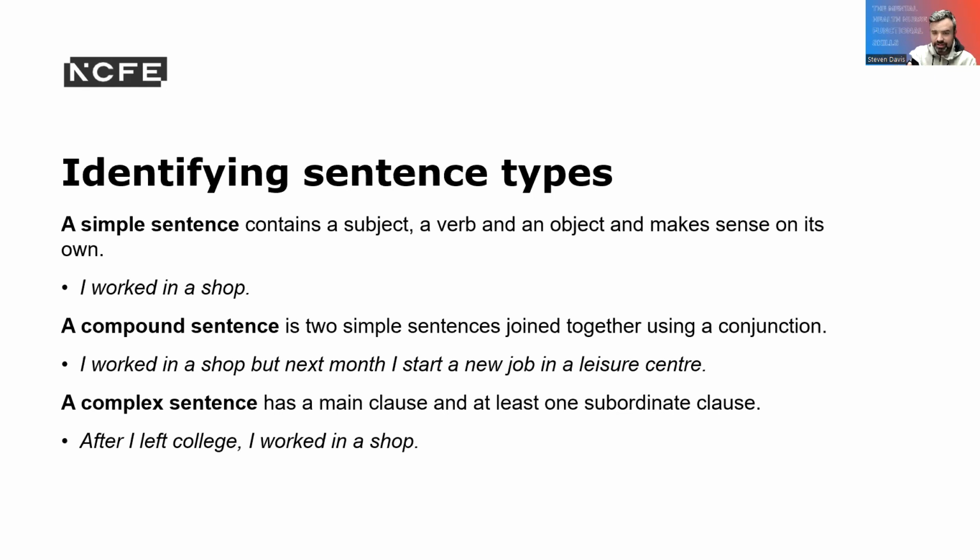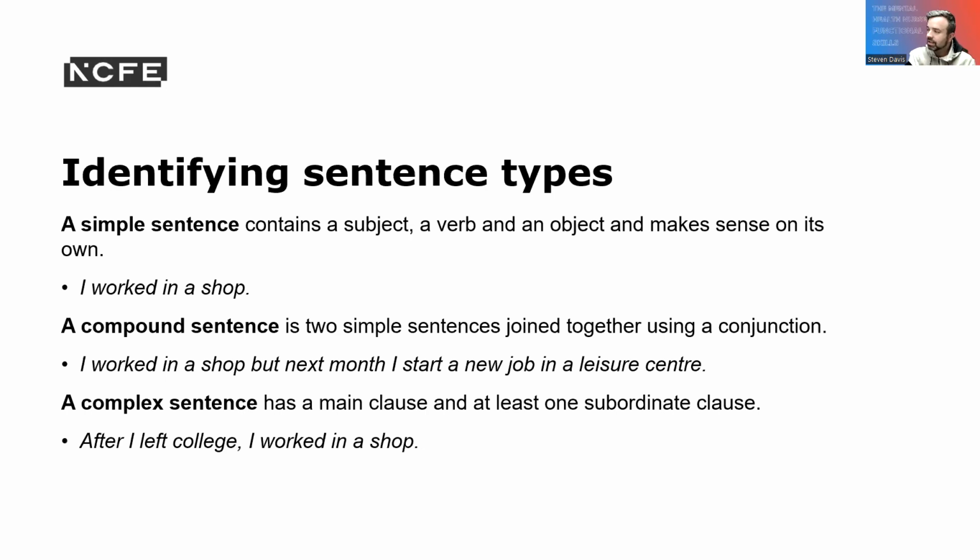A simple sentence consists of a subject, a verb, and an object and makes sense on its own. So for example, I worked in a shop. Very simple sentence. A compound sentence is two simple sentences joined together using a conjunction. So, I worked in a shop, sentence 1, but that's your conjunction. Next month, I will start a new job in a leisure centre.